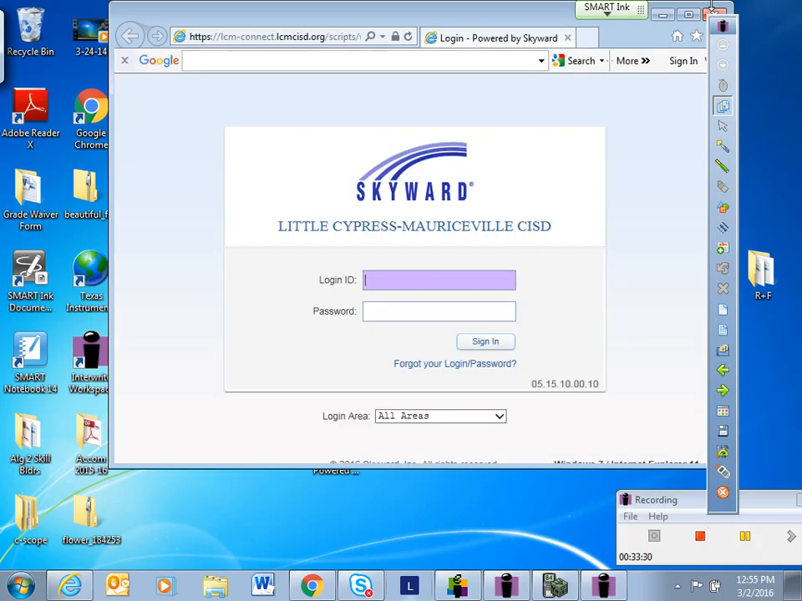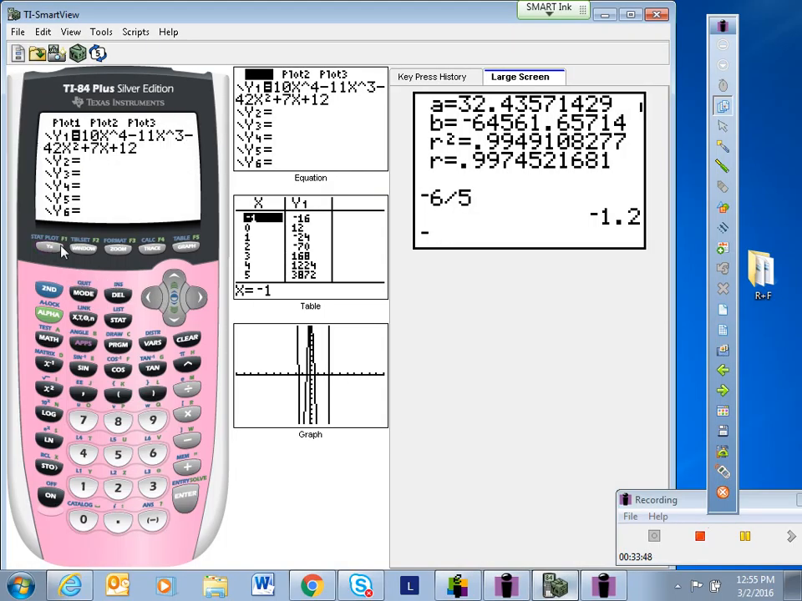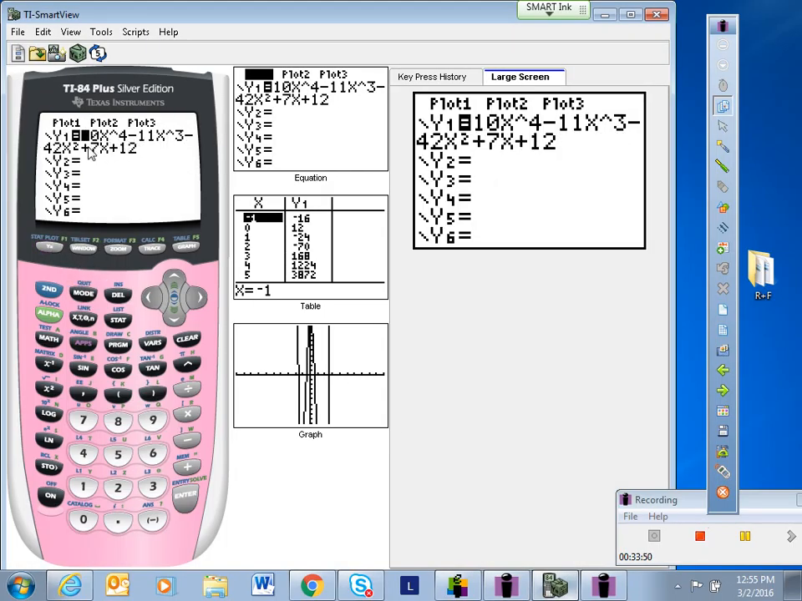Oh, stop. I don't know what you are. What am I doing? Calculator? All right, I'm going to y equals. There's my equation: 10x to the 4th minus 11x to the 3rd minus 42x squared plus 7x plus 12. I'm going to zoom 6 it. Oh no! Oh no!